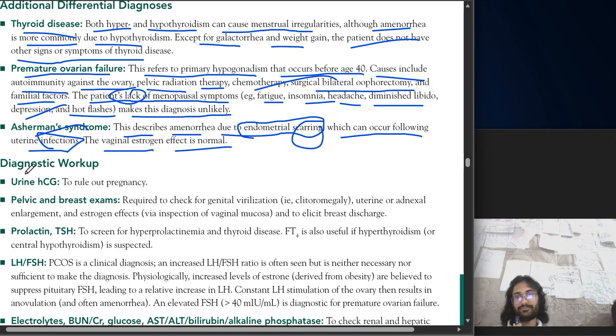Diagnostic workup. Now we advised our patient to do what first? Urine test. So in urine, we are going to check what? HCG, to rule out pregnancy. Urine HCG. If urine HCG is present, she is pregnant. If not, then she is not pregnant.